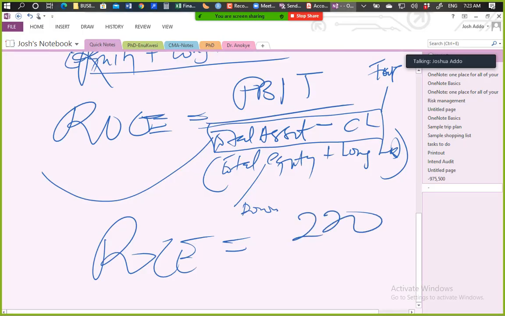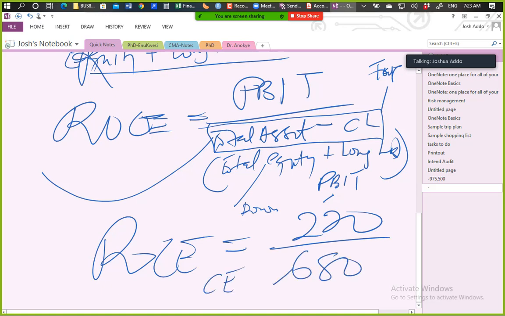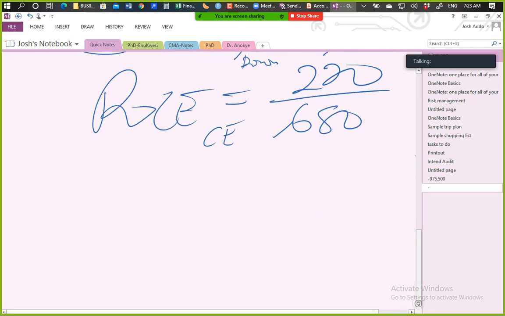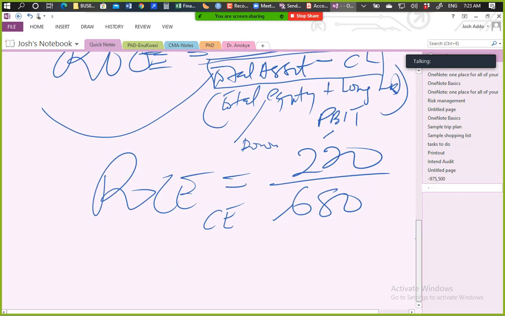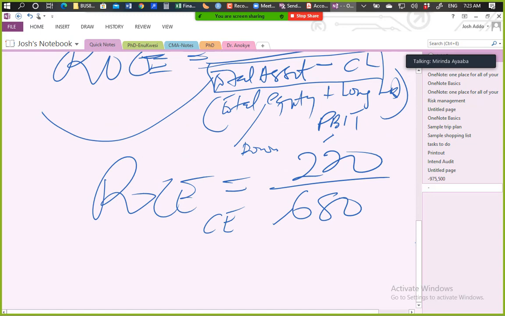220, which is the profit before interest and tax, divided by 680, which is the capital employed. What does this give us? 0.3235. It is mostly very difficult using ratios like this one.